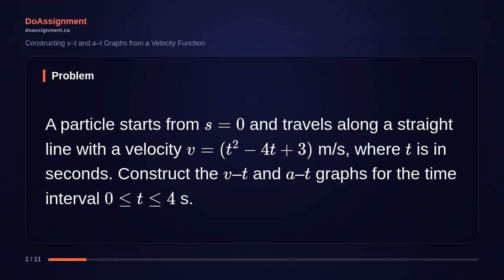A particle starts from s equals 0 and travels along a straight line with a velocity v equals t squared minus 4t plus 3, measured in meters per second, where t is in seconds. Construct the vt and at graphs for the time interval 0 less than or equal to t, less than or equal to 4 seconds. Now let us work through the solution step by step.